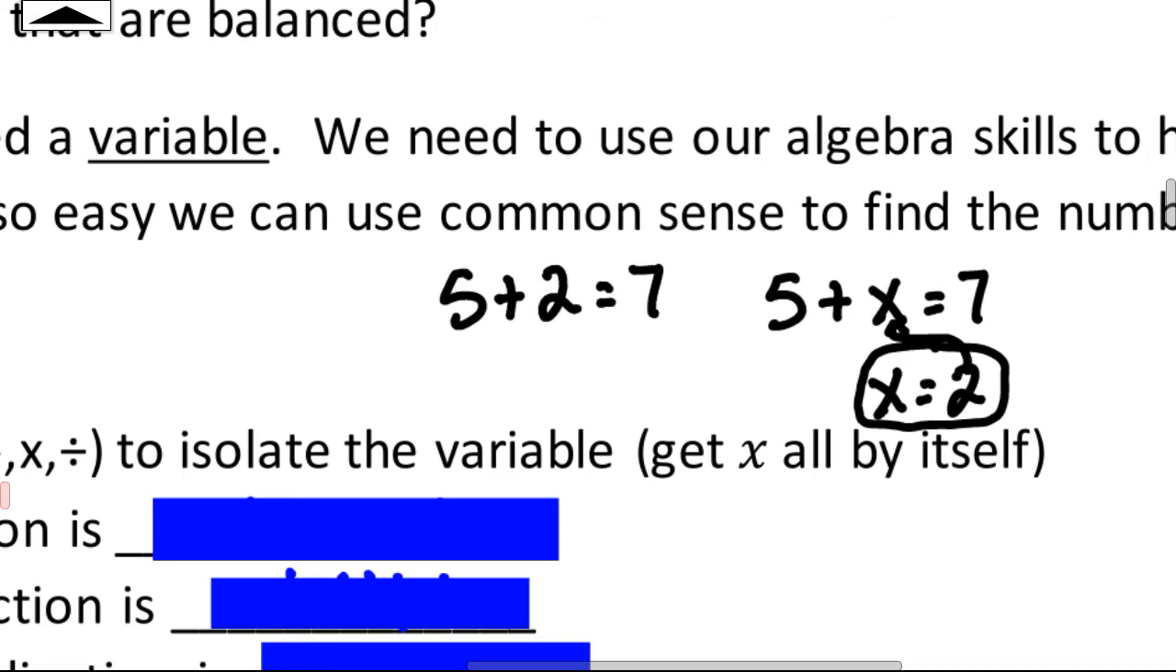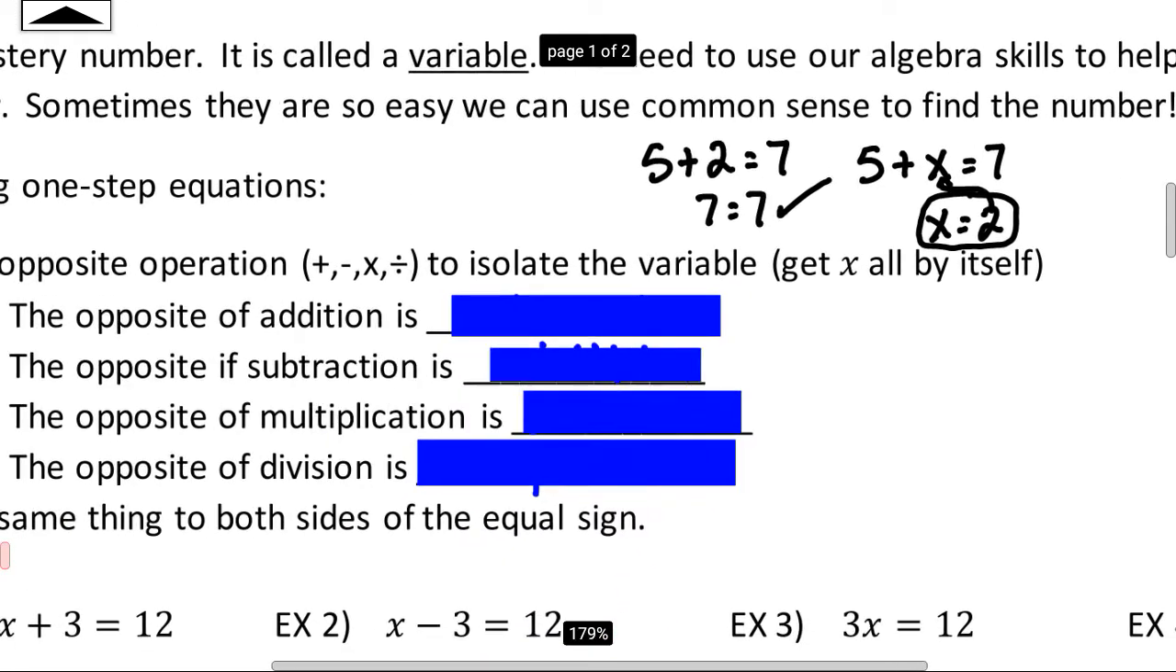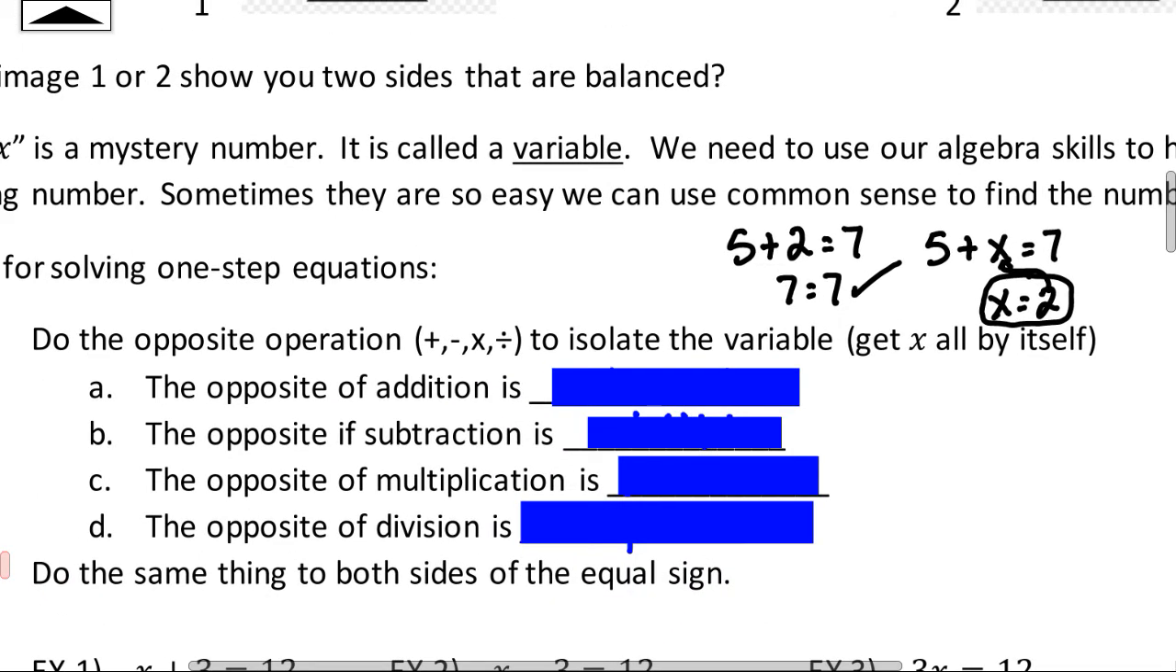So this is a way we can check to make sure we got it right. Does 5 plus 2 equal 7? Does 7 equal 7? Yep. Okay, so the solution, when you substitute it back into the original problem, makes a true statement. But sometimes they're not always so easy, so we've got to have some way to do this.